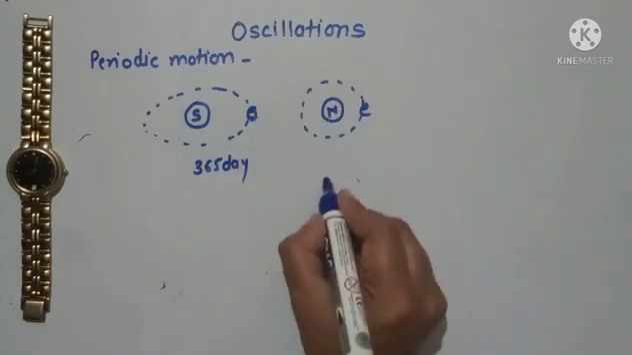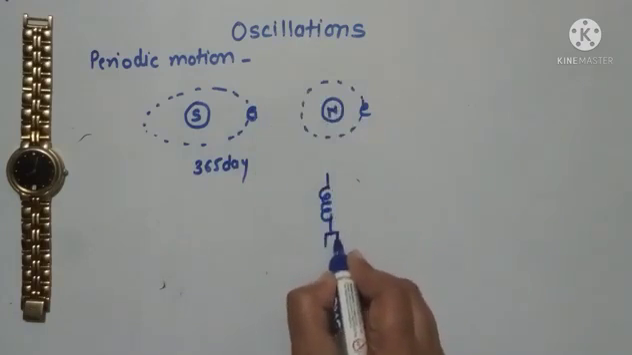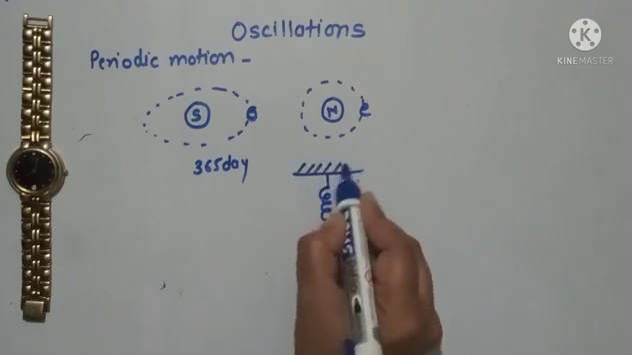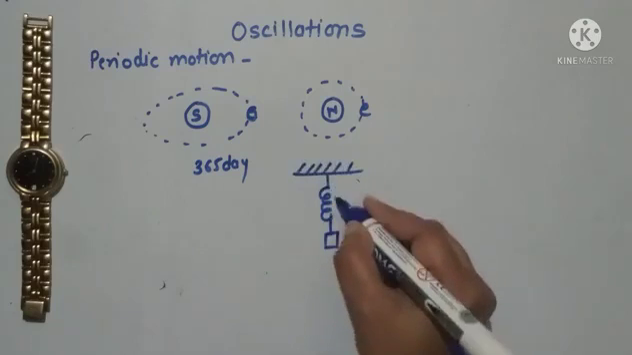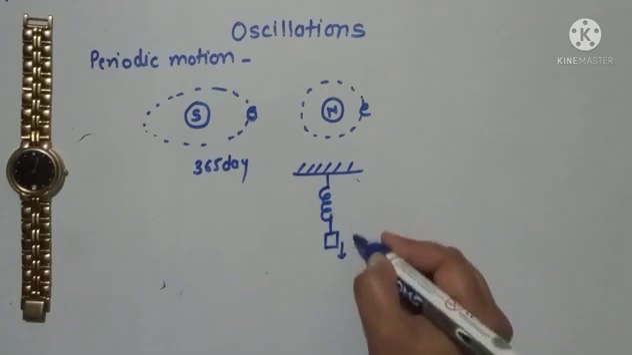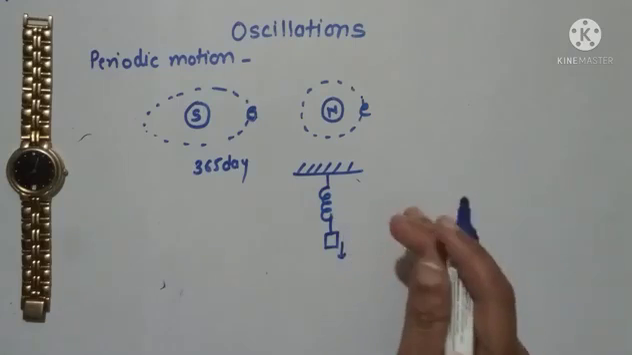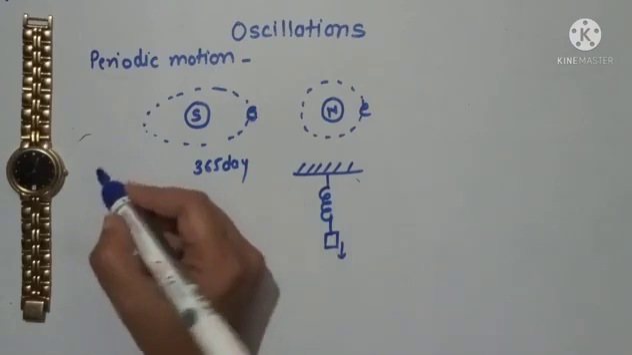Now if you take a spring and attach some mass to it, which is suspended from a rigid support, and if I apply some force on this, the spring will keep on oscillating like this. So this is also a periodic motion. Any motion which repeats itself after a particular time interval is called a periodic motion.